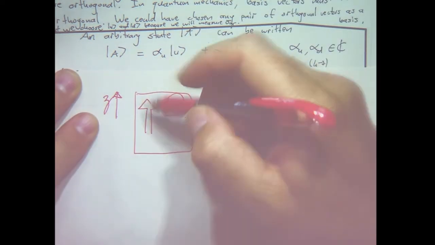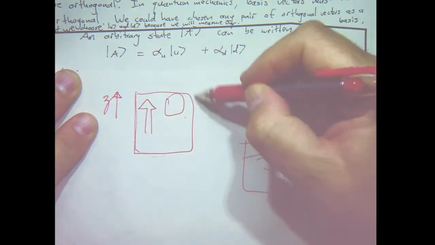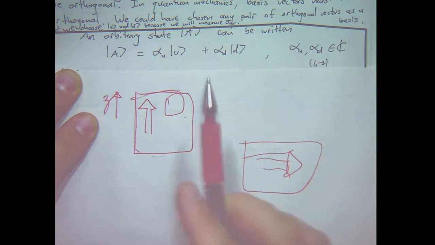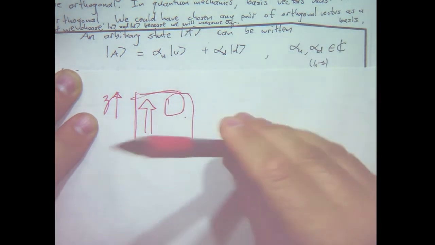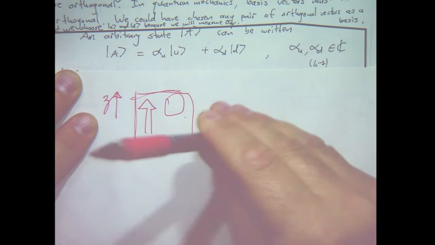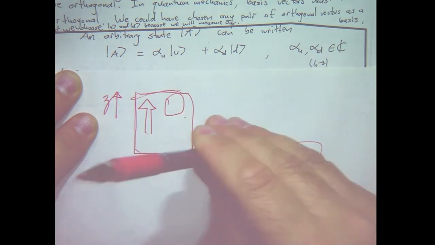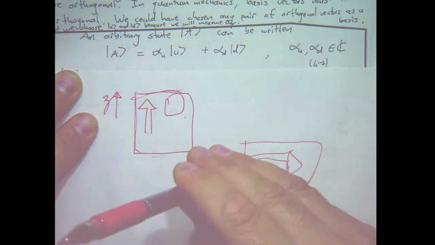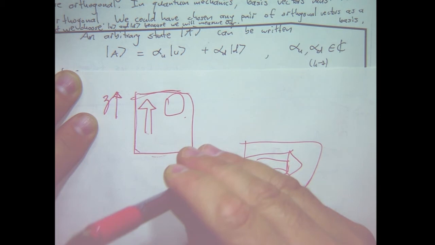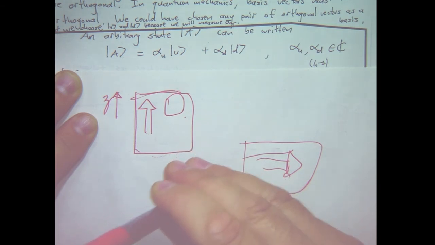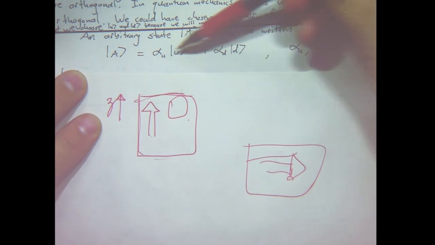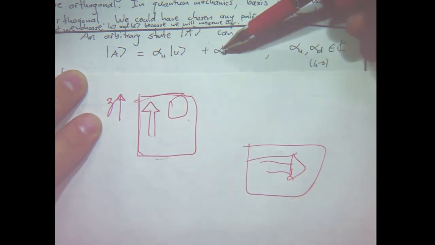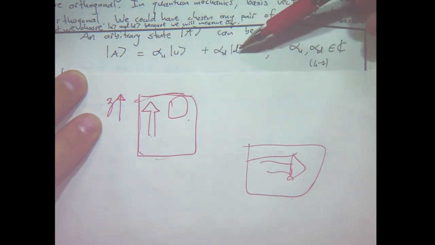When the particle was prepared, let's say we orient the apparatus sort of out this way, we make a measurement, we prepare a state. It is in a superposition of up and down states. The superposition is coefficient alpha up times the up ket plus alpha down times the down ket.